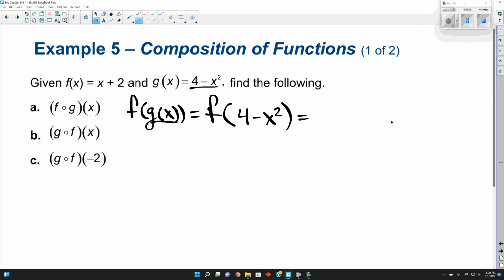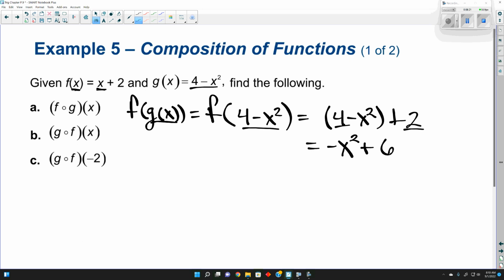Now we need to evaluate f of 4 minus x squared. Well, this time we replaced x with 4 minus x squared. So that means any x in the function has to be replaced with 4 minus x squared. So what we'll have is 4 minus x squared plus 2. Questions on this here? Now we can drop the parentheses and combine like terms. Well, we'll still have negative x squared, but we have 4 plus 2, which is plus 6. So f of g of x is negative x squared plus 6.